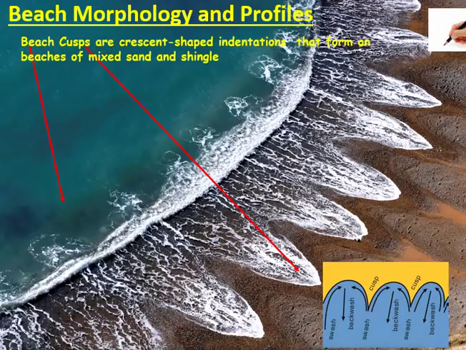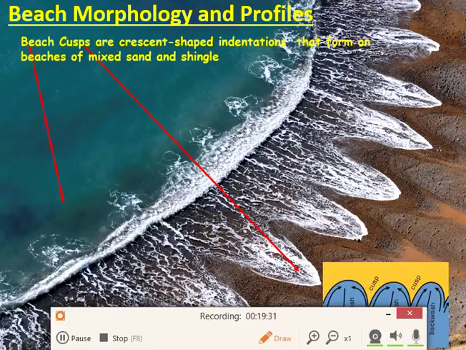Next one, which, to give you a bit of a warning, always causes problems, and students are never confident in explaining these, so we'll see if we can sort it this year. They're called beach cusps, which are again a beach feature. And first thing to say is describe them. What do they look like?